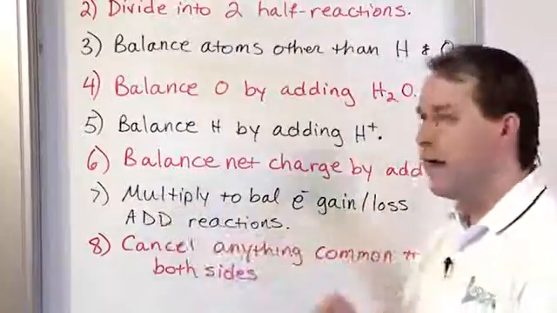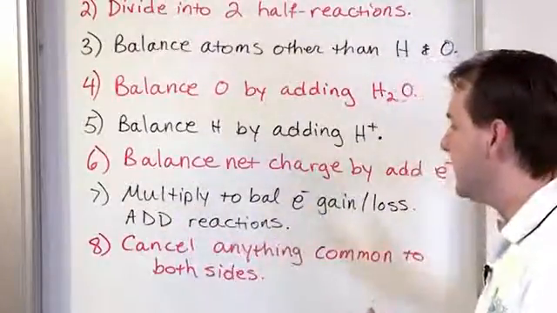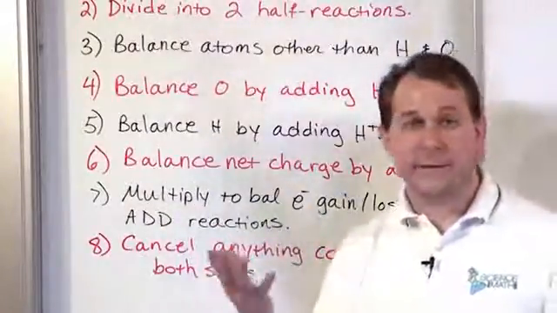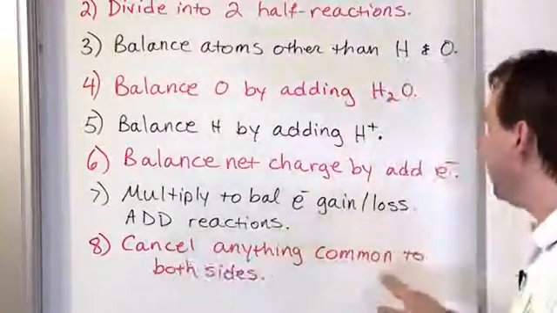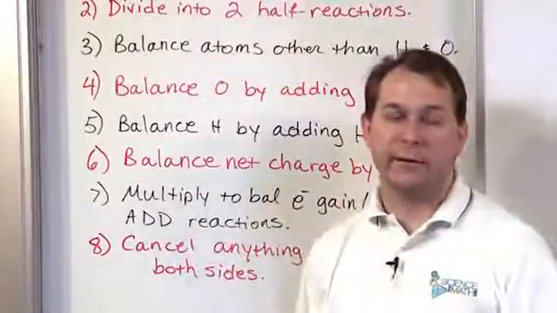Then you add the half reactions together. Once they're added together, you're going to have some commonality of something on both sides, so you'll cancel anything common to both sides of that reaction.